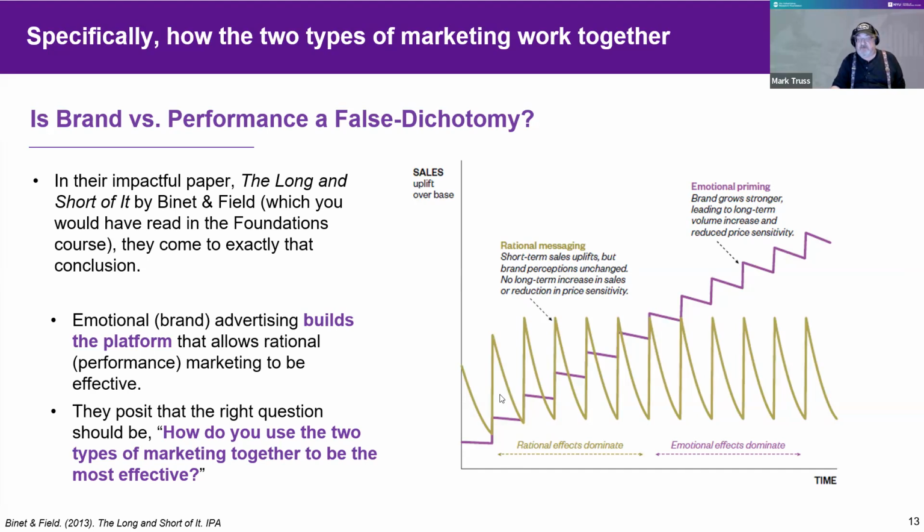If you're doing just performance or rational marketing, you get this wave where you launch the campaign, you get a lift in sales, and then it slowly erodes. Then you run another campaign, you get a lift in sales, et cetera. But the overall angle of this remains flat. You're always getting the same level of sales. Whereas if you are interspersing it with emotional priming, building the brand, you tend to see something that looks more like this, where there's more substantive growth to that sales curve over time.